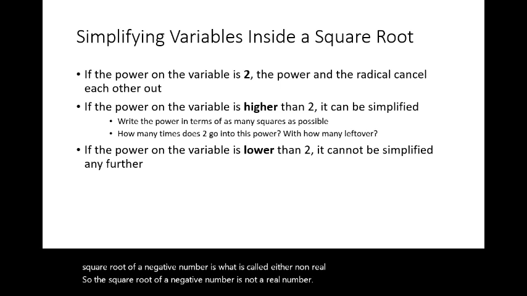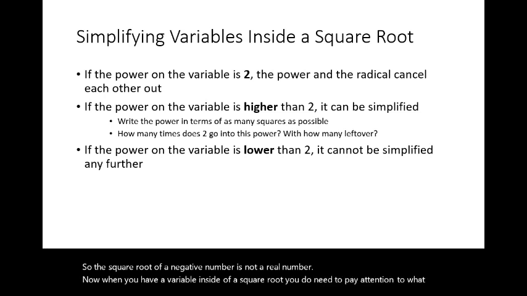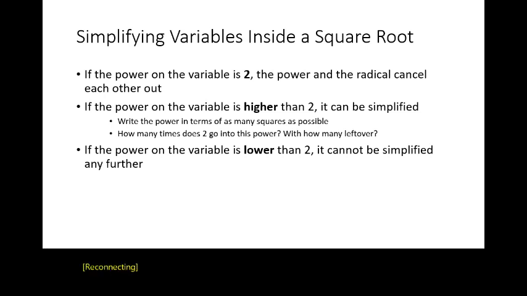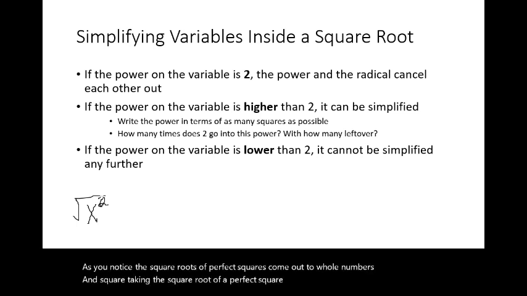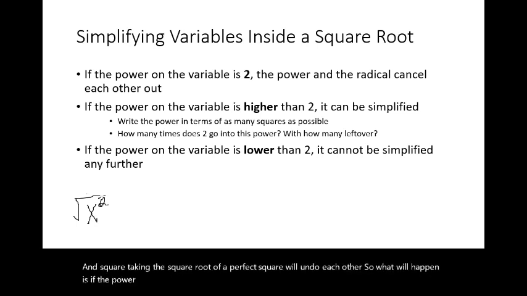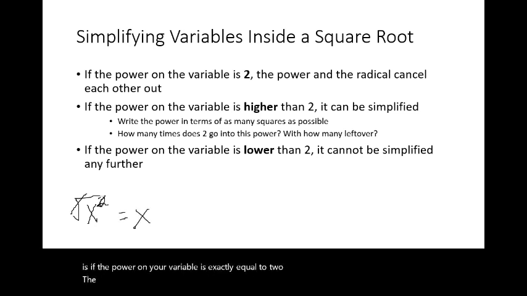Now, when you have a variable inside of a square root, you do need to pay attention to what the exponent on that variable is, because you might be able to simplify it depending on what the exponent is. So if the power on your variable is exactly equal to 2, as you notice, the square roots of perfect squares come out to whole numbers. And taking the square root of a perfect square will undo each other. So what will happen is if the power on your variable is exactly equal to 2, the power and your radical will cancel each other out, leaving you with just your variable.